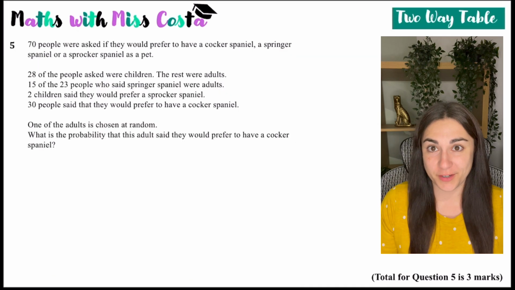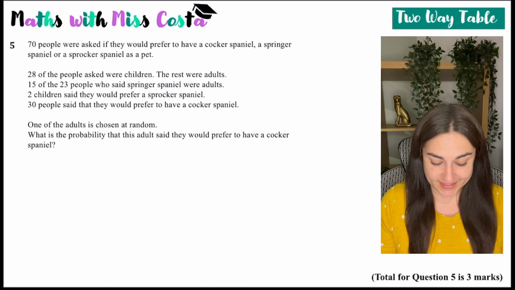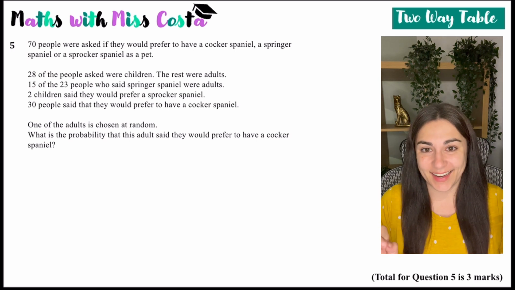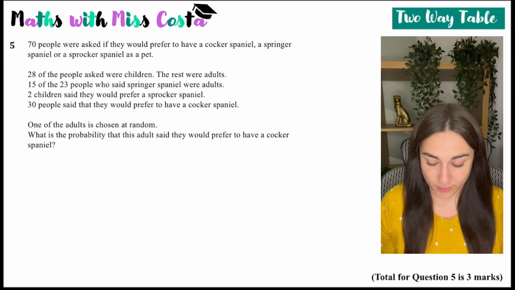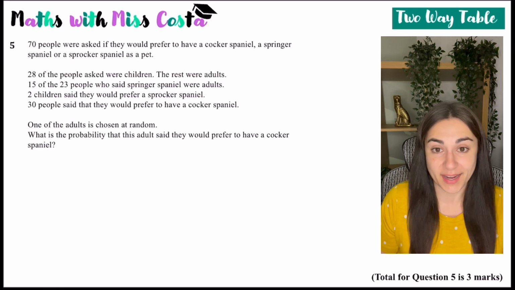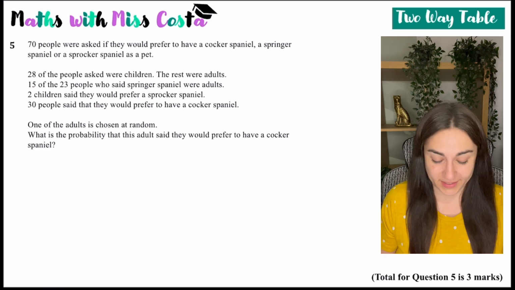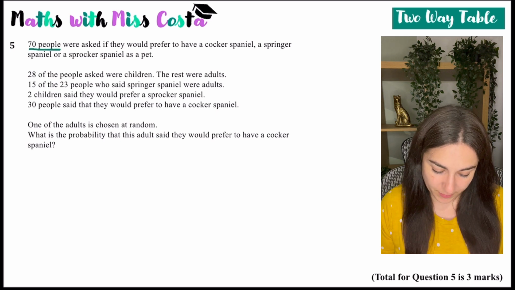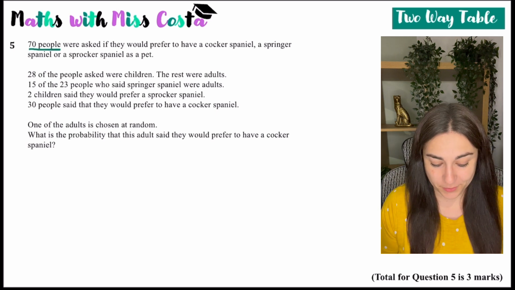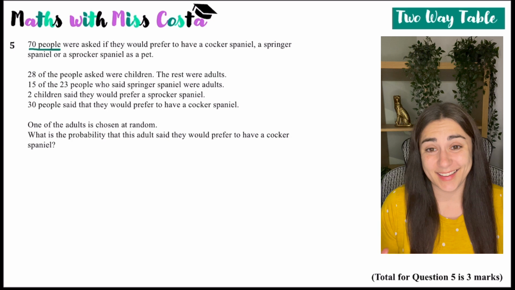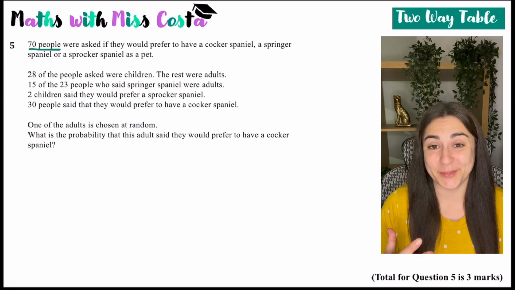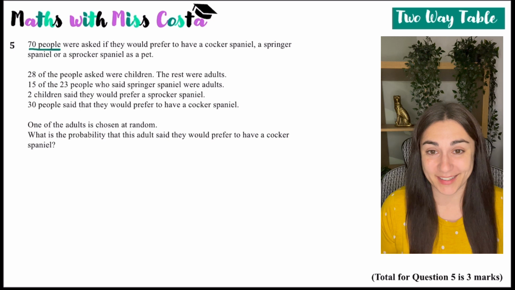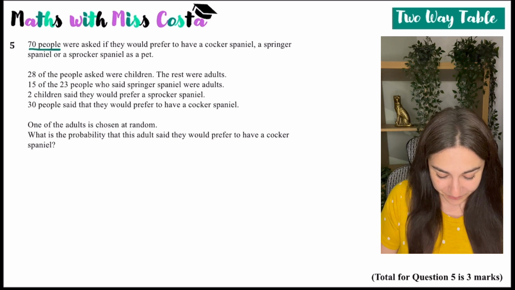Okay, so here you've been given a lot of information, and generally when you're given a lot of information like this, you're going to want to do a two-way table. It doesn't tell you to draw a two-way table. You don't have to do a two-way table, but it helps with organising information. So I'm told that 70 people were asked if they would prefer to have a Cocker Spaniel, a Springer Spaniel, or a Sprocker Spaniel as a pet. That is because Cocker Spaniels, any kind of Spaniel, is just the most loving, amazing, incredible pet you could have.